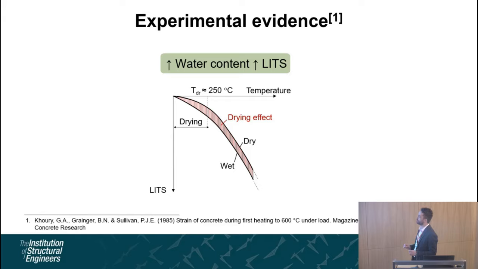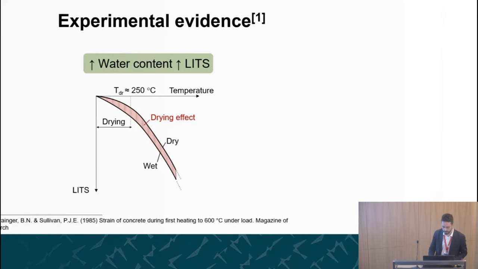As we've mentioned earlier, experimental evidence shows that LITS grows with the water content in the material. In this slide, I've reported the qualitative development of LITS as a function of temperature for concrete specimens having different initial water contents. In particular, a dry specimen, so let's imagine no free water to evaporate, and a wet specimen, so a specimen having a given amount of water. As you can see, the wet specimen develops more LITS, and the difference between these two curves mostly develops within the first 250 degrees, which is the temperature range where concrete drying occurs. So LITS is clearly influenced by the drying process of the material at high temperatures.